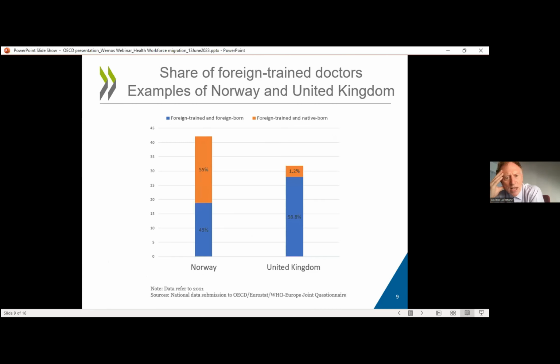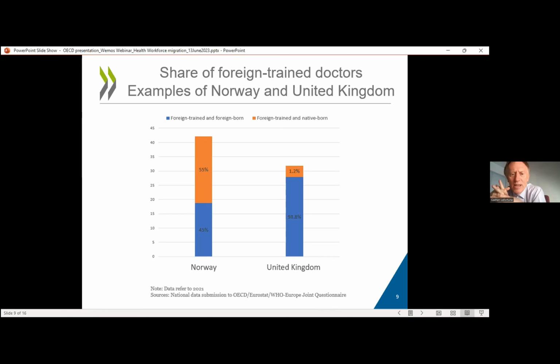And this is breaking down the data that you showed, Marlies, on the share of foreign trained doctors in Norway and the UK, but breaking it down between the foreign trained and foreign born. So really the foreigners versus the foreign trained and native born. And so in the UK, the vast majority of foreign trained doctors, here we're focusing on doctors, not on nurses, about 99% of foreign trained doctors are foreign born. So let's call them immigrants.